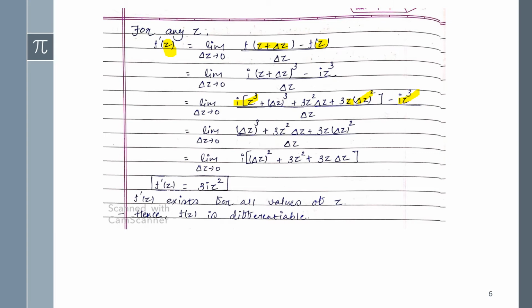So the remaining term will be this one, and in this equation you have to apply delta z tends to 0. So in place of delta z I'm putting 0. So this term will be 0 and this term is also going to be 0. So the remaining term will be 3iz square. Here we are getting the number. So the given function is differentiable at the point, with derivative 3iz square.